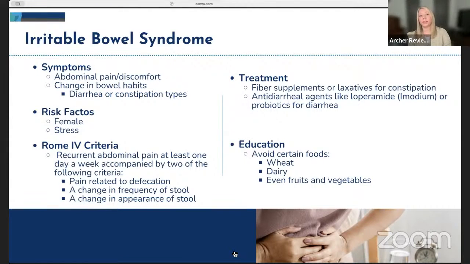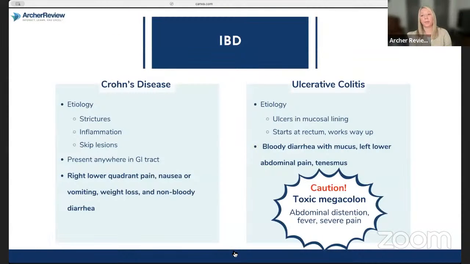So IBS is irritable bowel syndrome, but we also have IBD, and that's inflammatory bowel disease. This involves inflammatory conditions of the GI tract that cause intestinal damage. There are two types. We have Crohn's disease and ulcerative colitis, or UC. So for Crohn's disease, Crohn's causes strictures, inflammation, skip lesions, and they're present anywhere in the GI tract. Symptom-wise, these patients will have right lower quadrant pain, nausea or vomiting, weight loss, and non-bloody diarrhea.